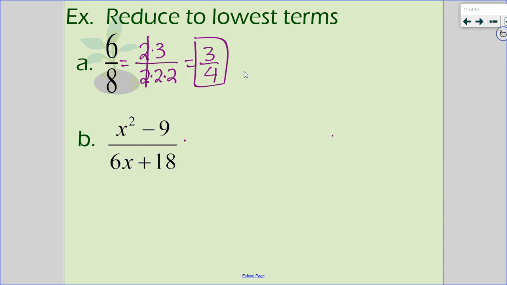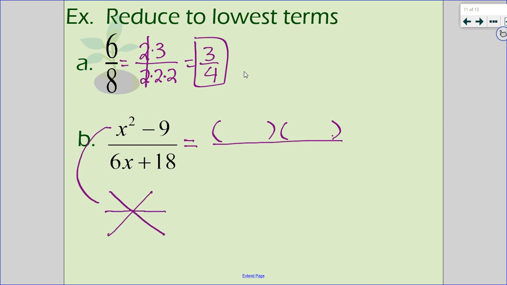Now I want you to look at this algebraic fraction. Let's factor it. This is where the entire last chapter comes in very handy. How do I factor x squared minus 9? Let's try and snowflake this. What goes in the snowflake?